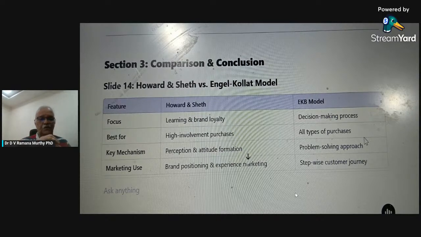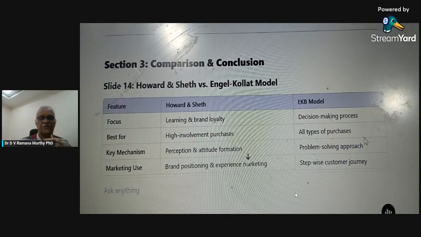Which model is best for what? The Howard and Sheth model is best for high involvement purchases, because of highly durable products, costly products, where you want to search product information clearly. You spend a lot of time on buying products like, say, cars. It's not just like buying a matchbox or a Cadbury chocolate, right? So Howard and Sheth model is best for high involvement purchases, but the EKB model is suitable for all types of purchases.